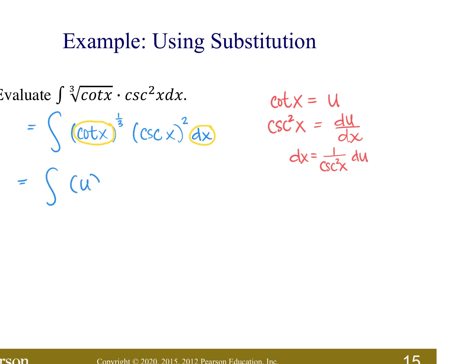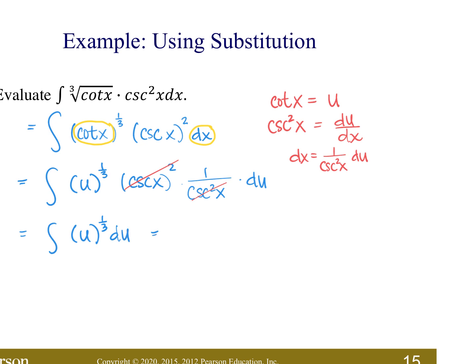So I'll have that turns into u. I'm trusting that something will take care of cosecant squared x, and then I'm going to replace in 1 over cosecant squared of x du. So again, my trust in the process is rewarded because the cosecant quantity squared and the cosecant squared of x are the same thing, so they reduce each other perfectly. So all I'm left with is just u to the 1/3 du. That was it.